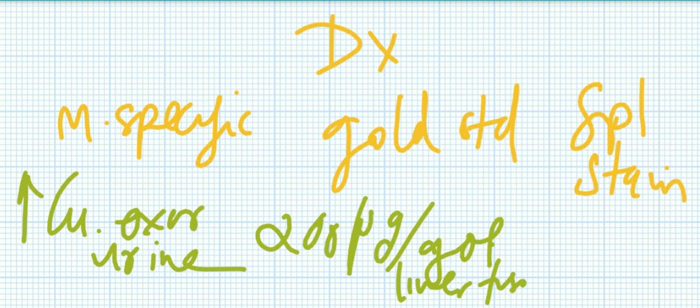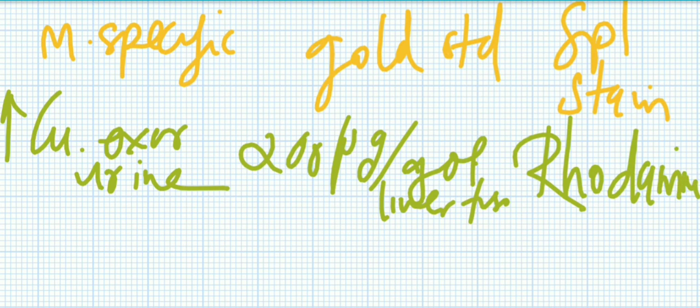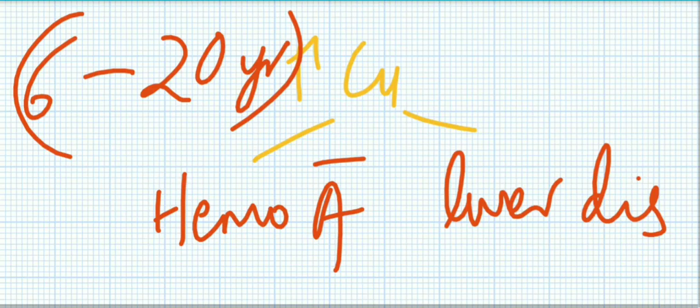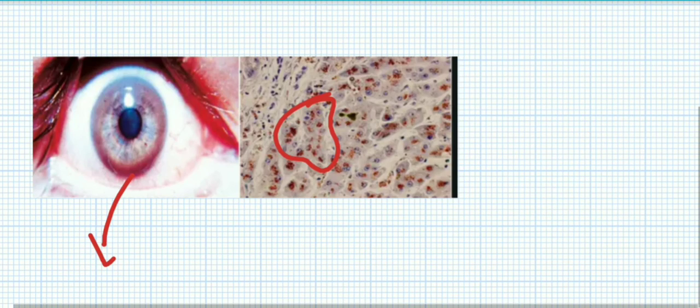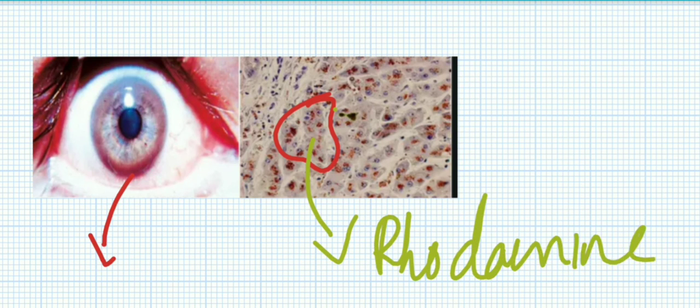Okay. Now the special stain is rhodanine stain. So this is what we have seen at first. With rhodanine stain, you can get a red-brown color. That's what you see here. This is the special stain for copper.